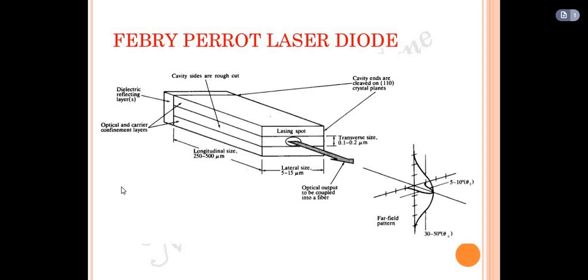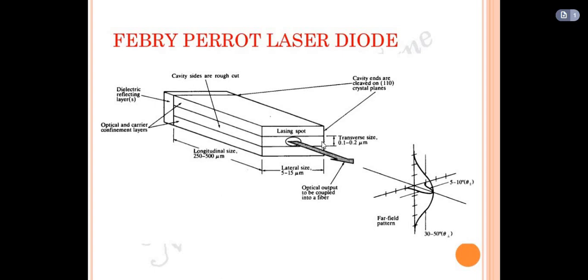So basically, what is the structure of the Fabry-Perot laser diode, students? Here we are using one type of laser. That's the laser cavity we have, and at one end, there is a dielectric reflecting layer, from where the reflection is going to take place. From the other end, we are going to see the field strength, how much field is going to be considered for that particular laser. This is a cavity cleaved on 110 crystal planes. This is a crystal plane we have, and this is a lasing spot, right?